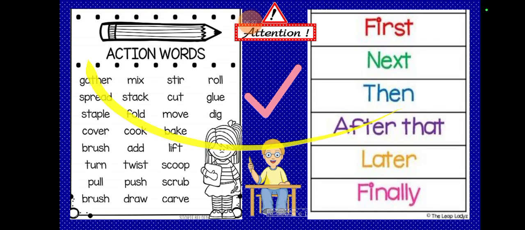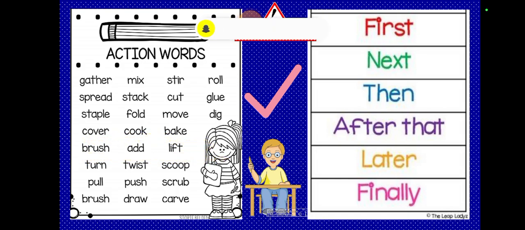Okay, action words. So what type of action words can you use? Gather, mix, roll, spread, stack, cut, glue, staple, fold, move, take, cover, cook, bake, brush, add, lift, turn, twist, scoop, pull, push, scrub, brush, draw, grab. These are the action words that you can use.